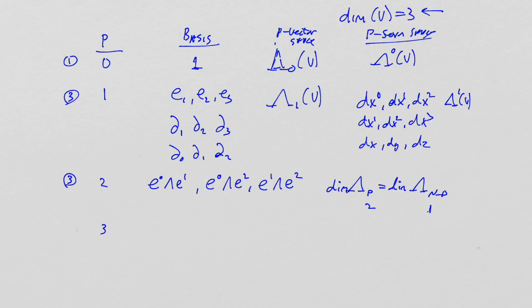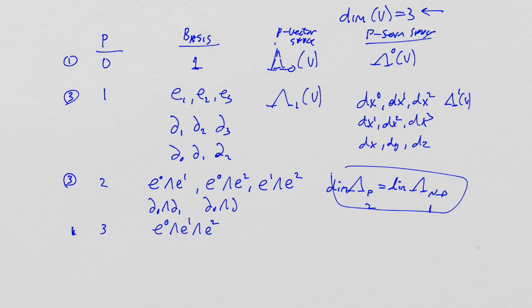And then the last p form has a dimensionality of 1, which also follows this rule, and it has a single basis vector, which would be E0 wedge E1 wedge E2. Now, in the coordinate basis, this would be partial 0 wedge partial 1 wedge partial 2. I keep saying del, but I mean partial. And here it would be partial 0 wedge partial 1 wedge partial 2.